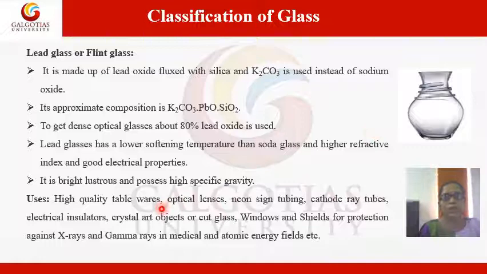What are the uses of this? These are used for high quality table wares, optical lenses, neon sign tubings, cathode ray tubes, electrical insulators, crystal art objects or cut glasses. This glass is also used for windows and also shields for protection against X-rays and gamma rays in medical and atomic energy fields. That means this lead glass has resistance towards X-rays and gamma rays. So it is used in atomic energy reactors and also in medical settings or hospitals.